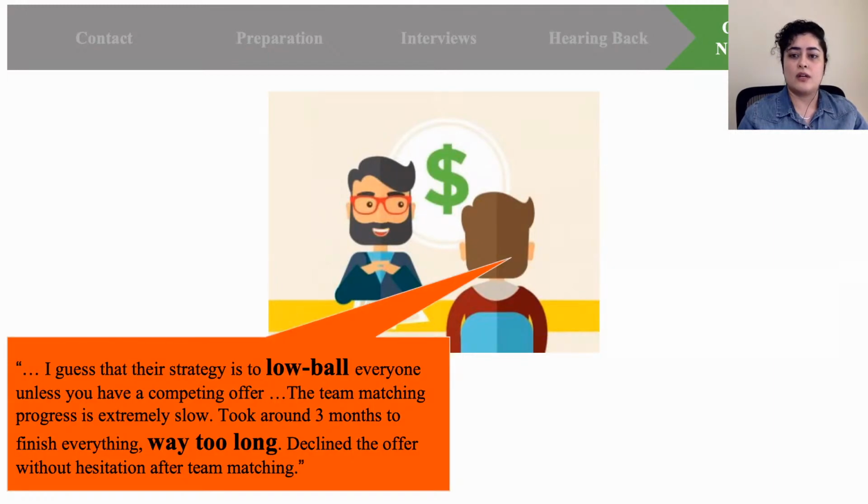So let's see what went wrong. An example was, I guess, that their strategy is to lowball everyone unless you have a competing offer. The team matching progress is extremely slow. It took around 3 months to finish everything, way too long. Declined the offer without hesitation after team matching.